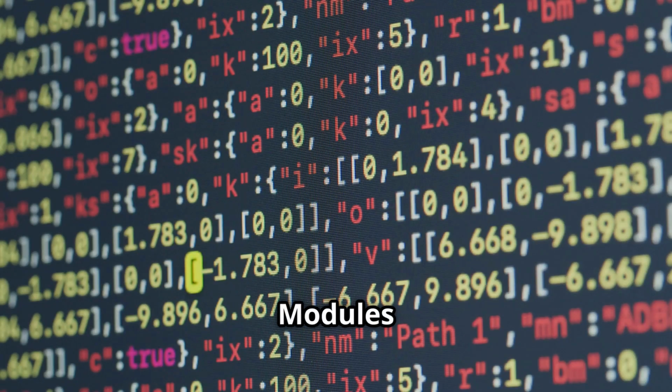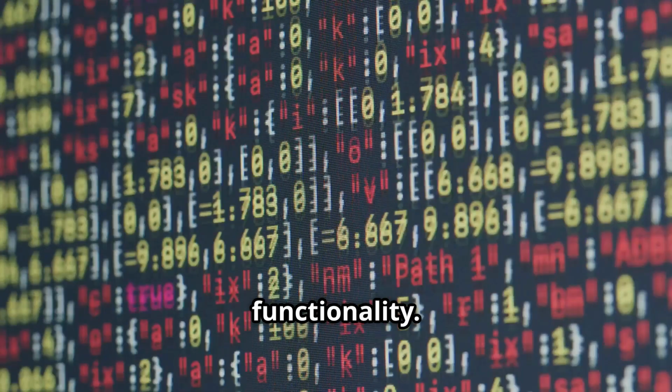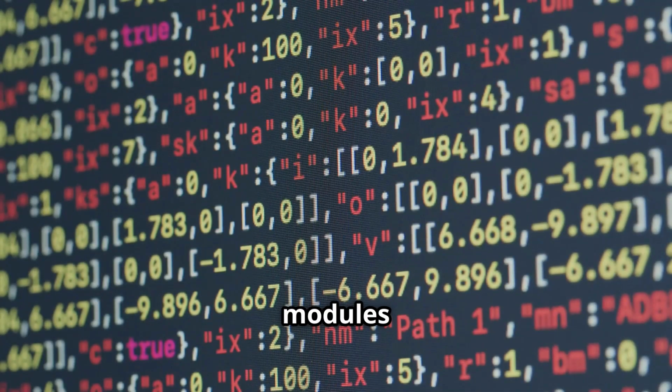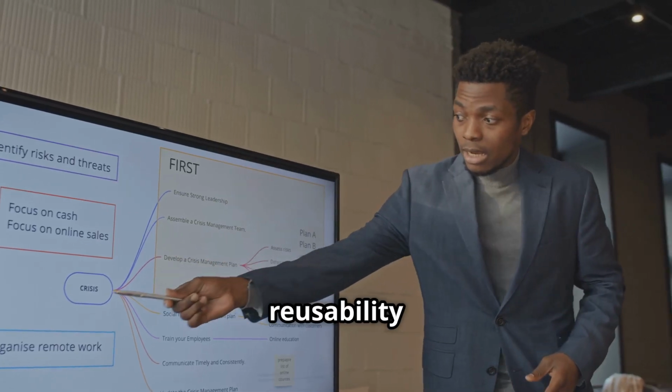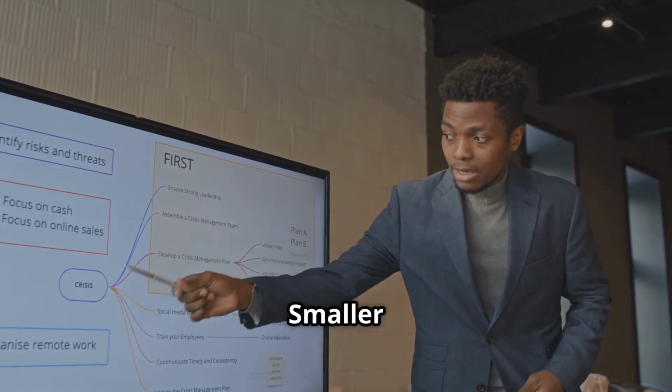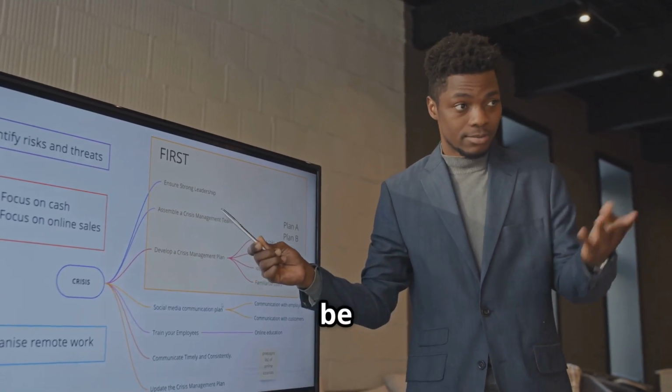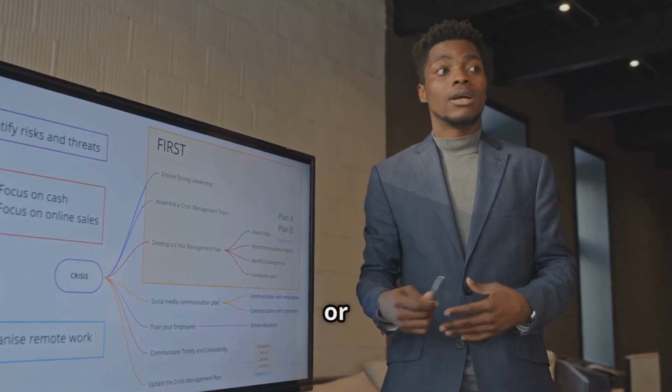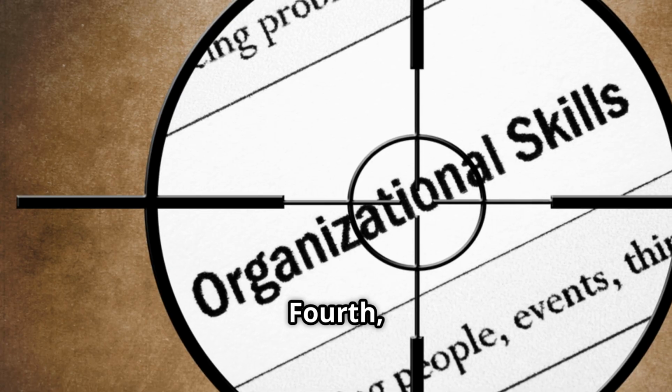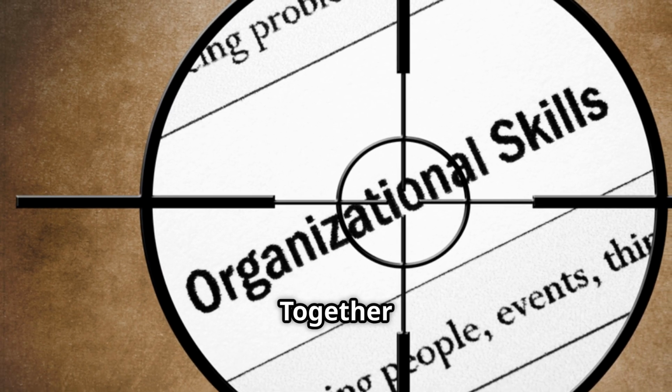Third, keep modules small and focused. Aim to keep your modules small and focused on a specific task or functionality. Large, monolithic modules can become difficult to manage and debug. This promotes code reusability and maintainability. Smaller modules are easier to test and can be reused in different parts of your project or even in other projects.